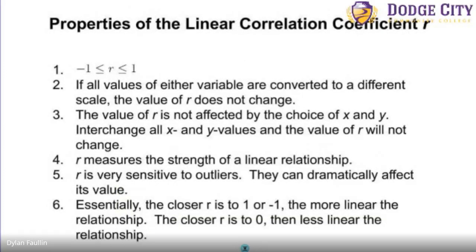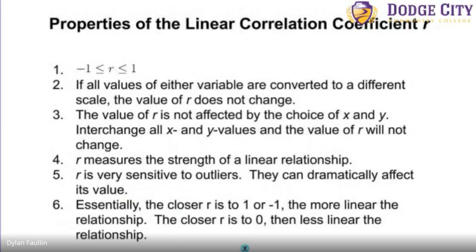All right. Here are the properties of the linear correlation coefficient R. R will always be between -1 and +1. It can equal -1 and it can equal +1. The closer R is to 1, the more linear the relationship is. And in fact, if R exactly equals 1, it's perfectly linear. It's a perfectly straight line. All the points are exactly on a straight line.